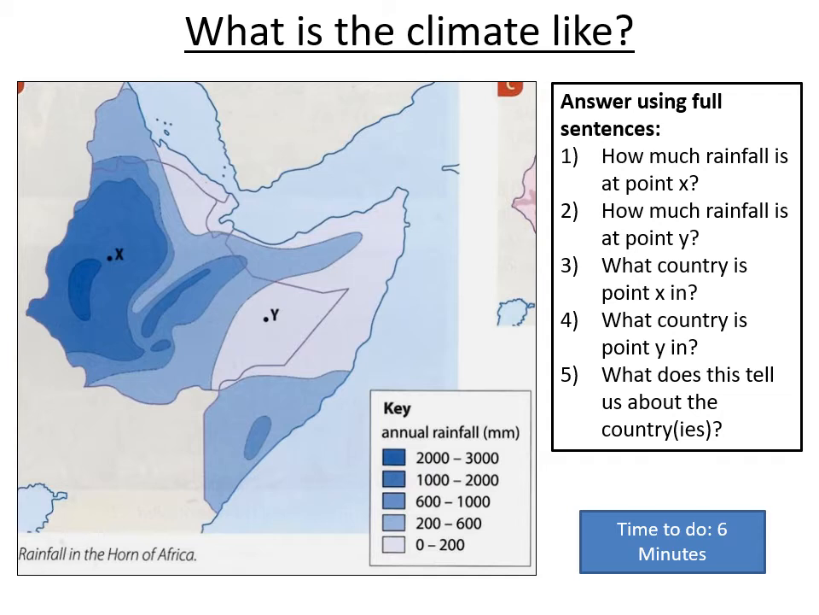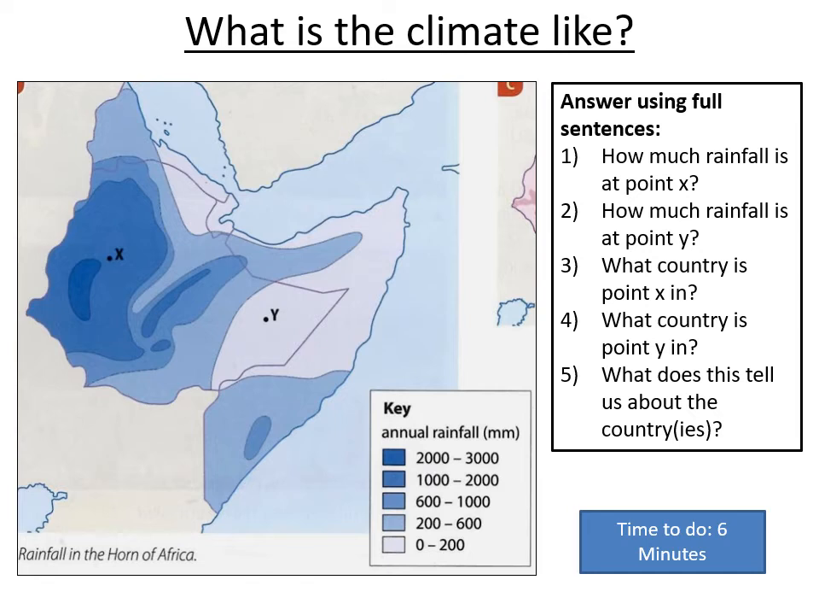Your task is to answer using full sentences the questions on the right. So for example, question 1, how much rainfall is at point X? At point X, there is, put the number in, millimeters of rain. So look at the color, work it out from the key, and off you go. Just to let you know, all 5 colors are on this map. All 5 colors are there. The best way to tell the difference between the colors is to look at this part of the map.